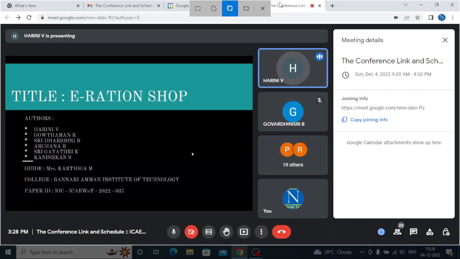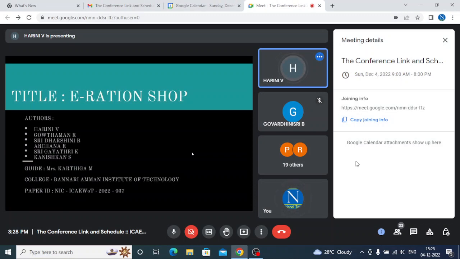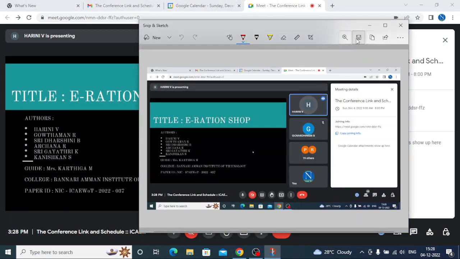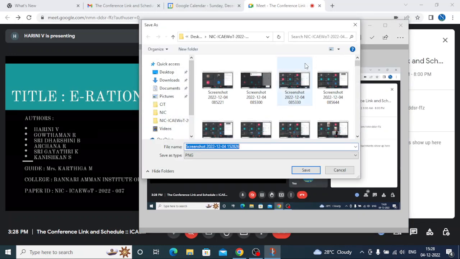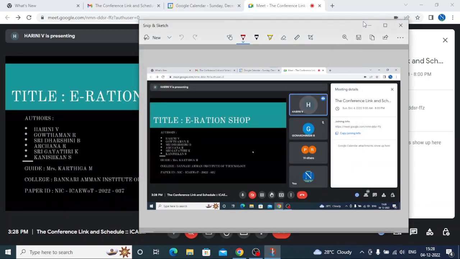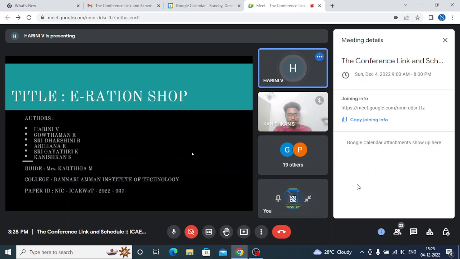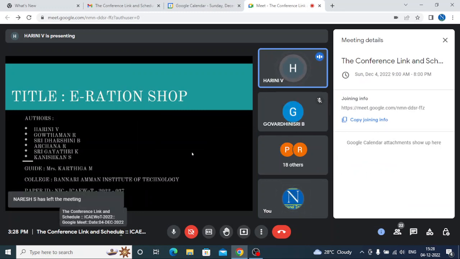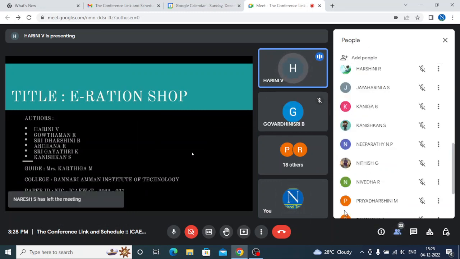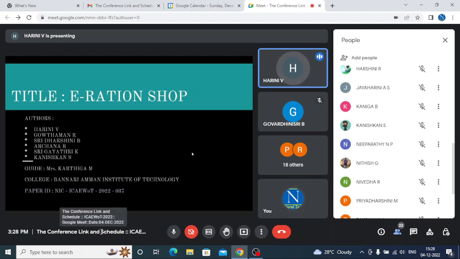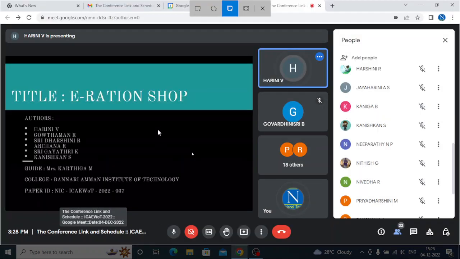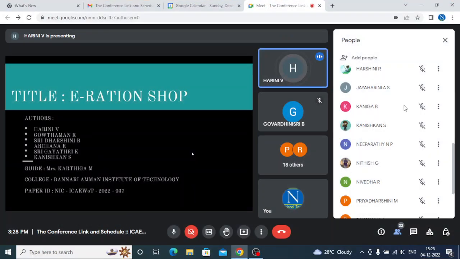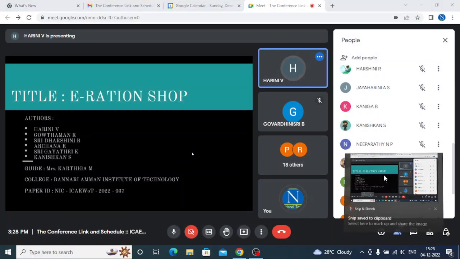Okay, sir. A very warm good afternoon to everyone present here. I'm Harini from Banariaman Institute of Technology, and I'm currently pursuing my computer science degree here. We, the team of 6, including myself, Gautaman, Sri Rashmi, Archana, Sri Gayatri, and Kanishkan from Banariaman Institute of Technology, are here to present the paper named E-Ration Shop, sir. Our guide is Mrs. Kartika ma'am.